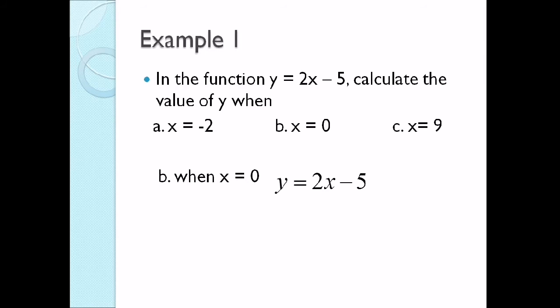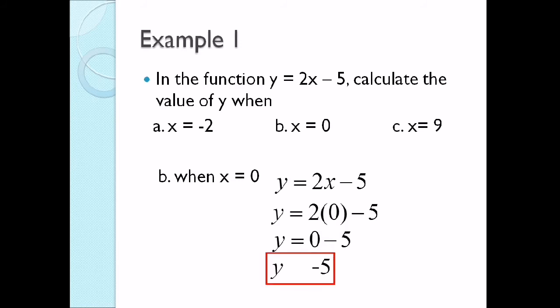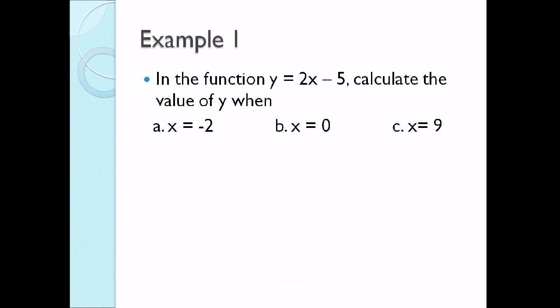So when x is 0, we just substitute x as 0. So that is 2 times 0 minus 5. y equals 2 times 0 is 0, minus 5. Our answer is y equals negative 5. So therefore, the ordered pair is 0, negative 5. So when x is 0, y equals negative 5.